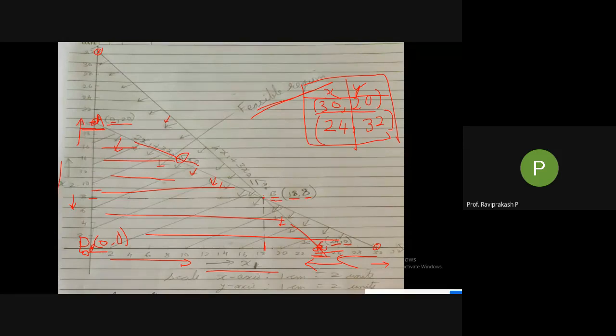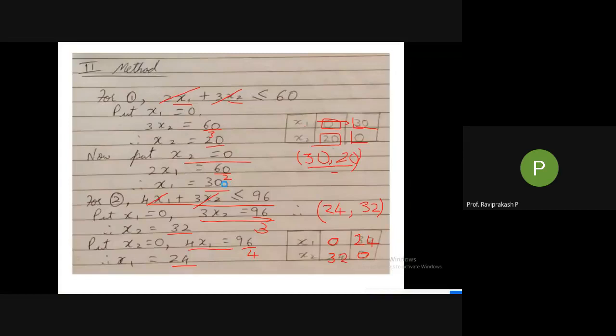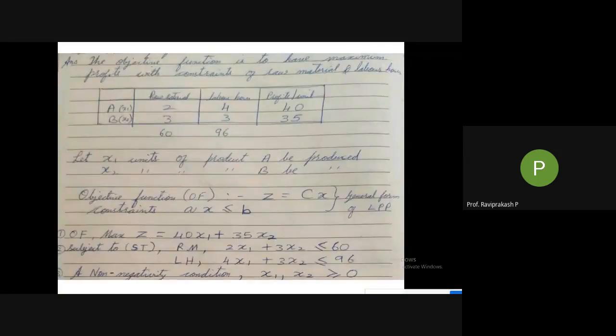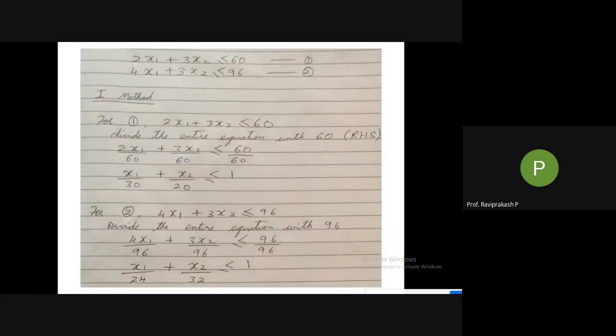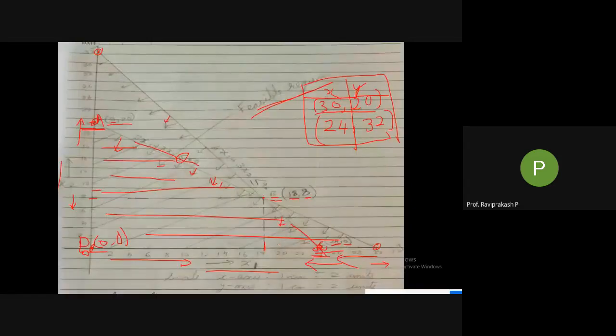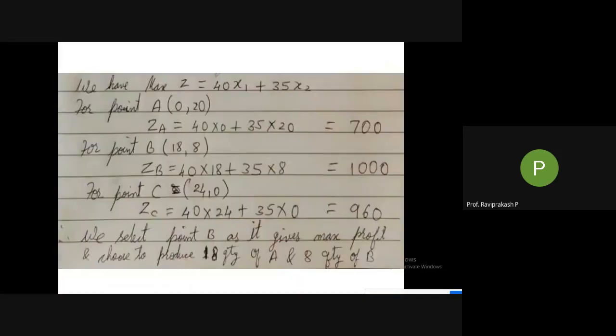If you go back, I'll show you the objective function that we have come up with. See, this is the objective function. It is a maximization: we want the maximum of Z, and the equation that we have come up with is 40x1 plus 35x2. After drawing this graph, I'll go to the equation now. So max Z, that is the objective function, is 40x1 plus 35x2. We need to substitute each and every point that we have marked over there.